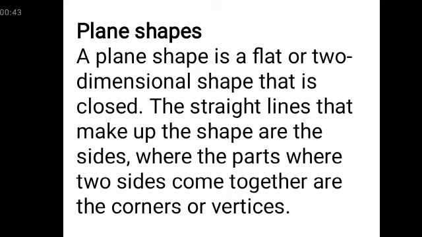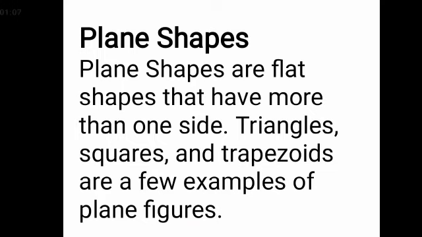The straight lines that make up the shape are the sides. When you have a plane shape and then you have straight lines, the straight lines we refer to as the sides of the plane shape. The parts where two sides come together are the corners or vertices. Now, when you have a sharp edge where two lines meet in a plane shape, we refer to it as a vertex.